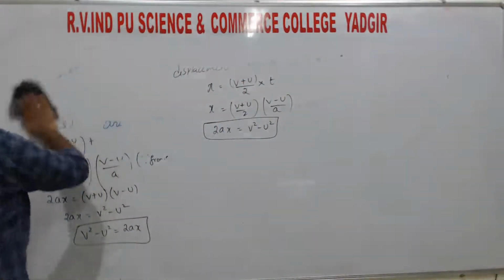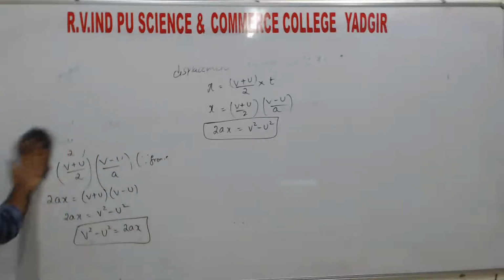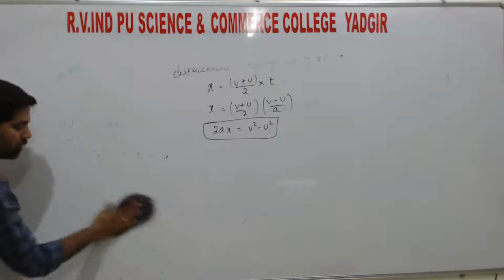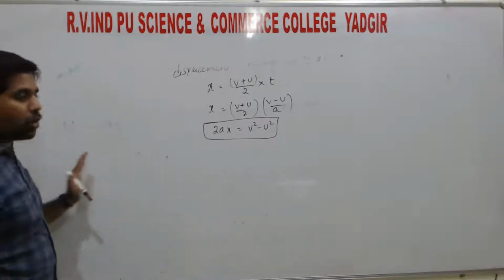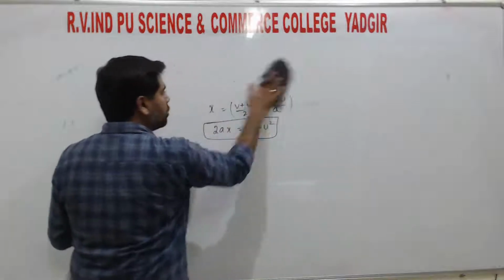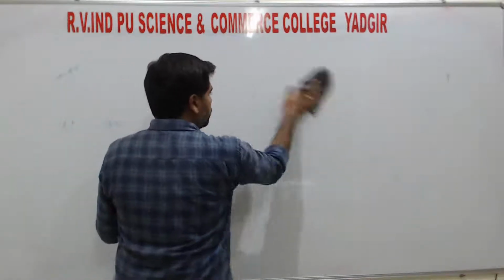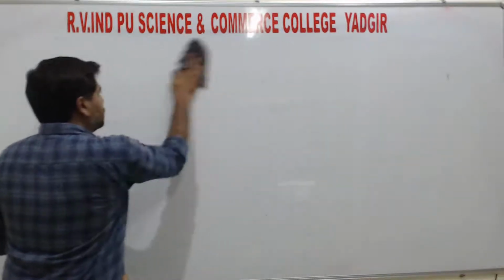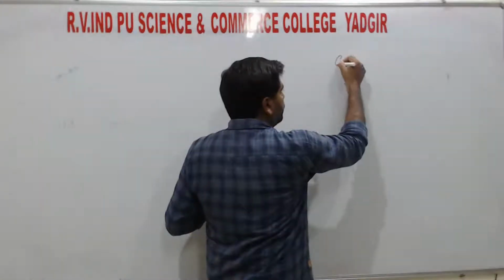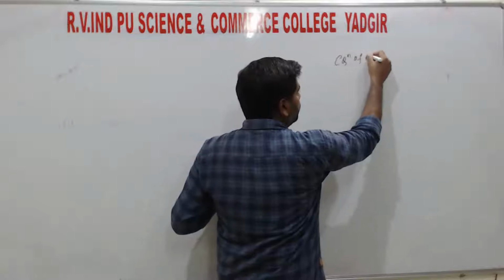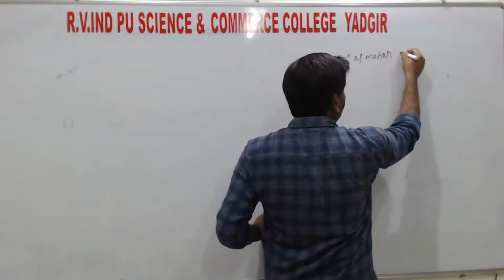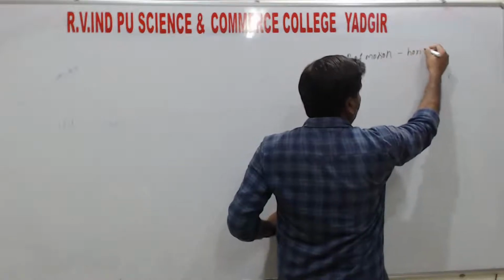So these equations of motion we derived. All these equations of motion are applicable for horizontal motion, that is, either the object is moving along the positive x-axis or along the negative x-axis. So one more concept: we write here equations of motion, that is, horizontal.